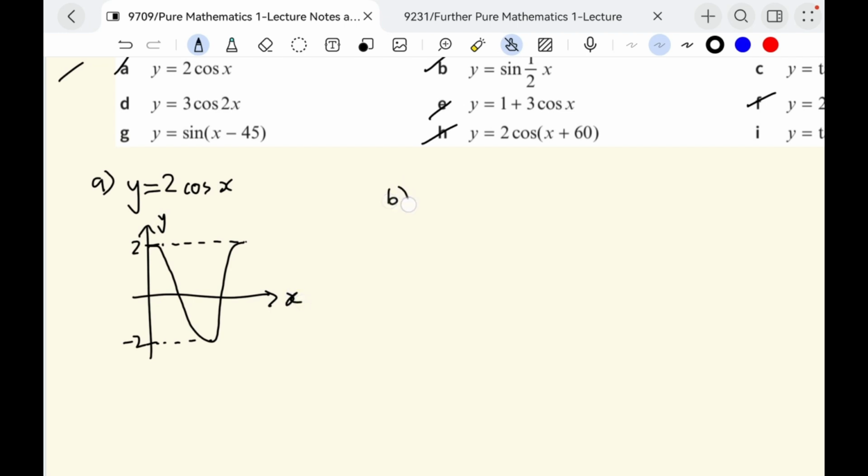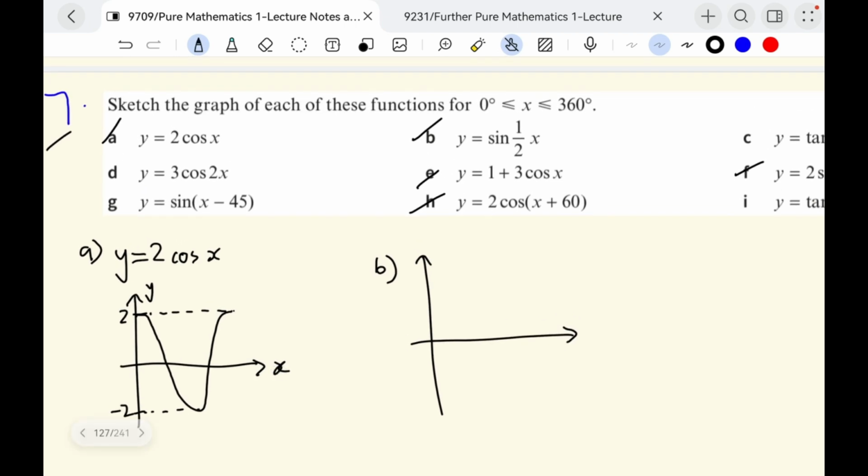What about B? Y equals sine half x. So what about the half x? It means that you need a half cycle to reach 360 degrees. Remember the formula for finding its period: period equals 360 degrees divided by b, where b is the coefficient of x inside the sine function or any trigonometric function. Since b is half, it means 360 degrees times 2.